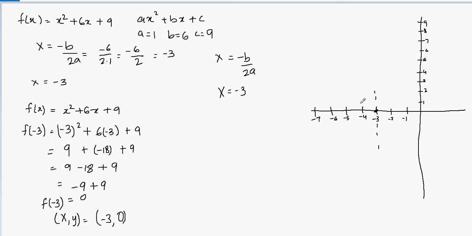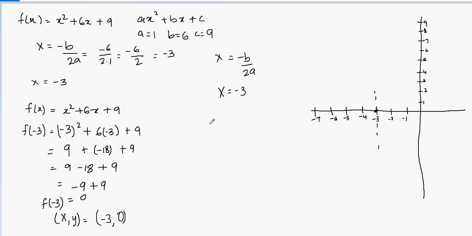Axis of symmetry means that this is the line through which the parabola is symmetric. So the parabola will be symmetric to this line. The axis of symmetry is the line about which the parabola is symmetric, and we'll see how that goes. So here I've got the vertex.